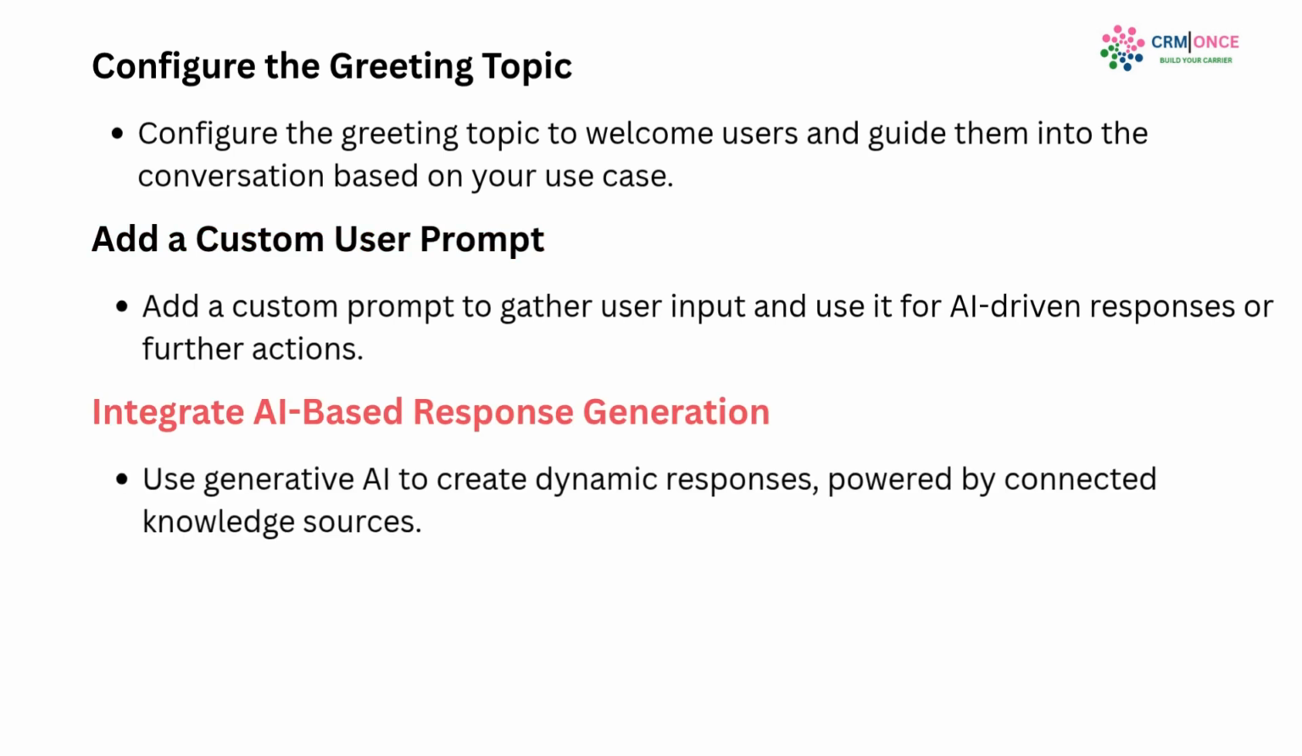Once the user's input is collected, we use AI to generate a relevant response. To do this, we add a new node, specifically the generative answer action. Here, we select the variable that holds the user's input and connect it to a data source, such as a website or document previously added to our Copilot. This enables the Copilot to retrieve and present accurate, context-aware information dynamically.